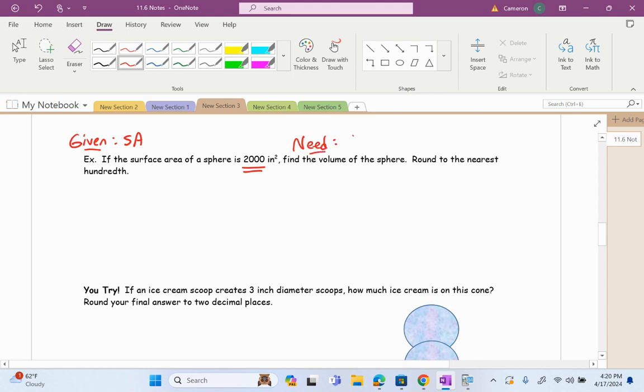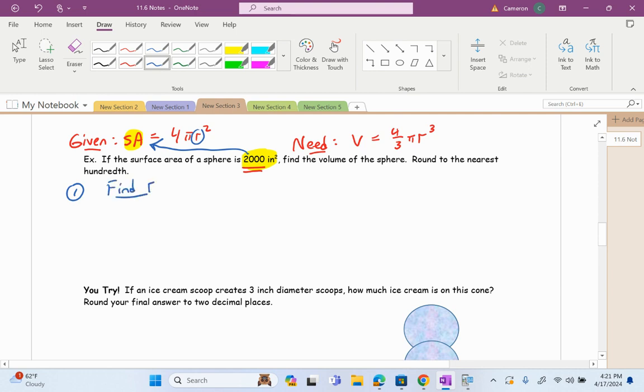So I would start by just writing the formulas out. Surface area is 4 pi r squared. It's not a hemisphere, it's a full sphere. Volume is 4/3 pi r cubed. So kind of look at the formulas and see what do we have and what do we need. We know the surface area is 2,000, so we can substitute that in for surface area. And the only unknown variable then would be the radius. So step 1 is going to be find the radius.